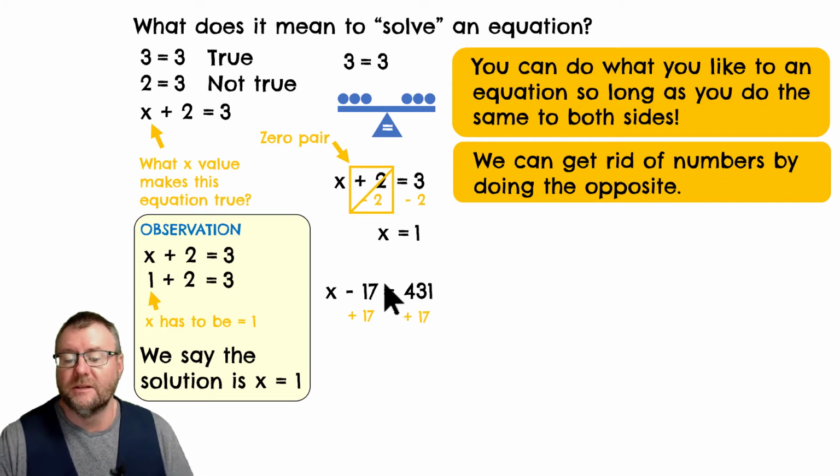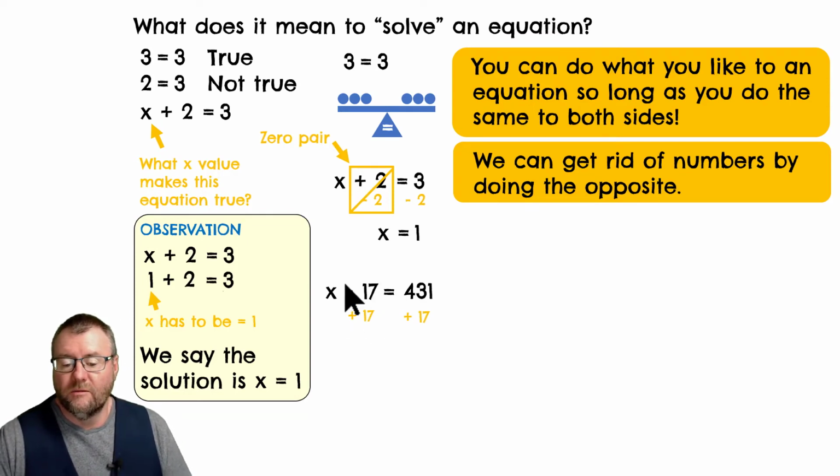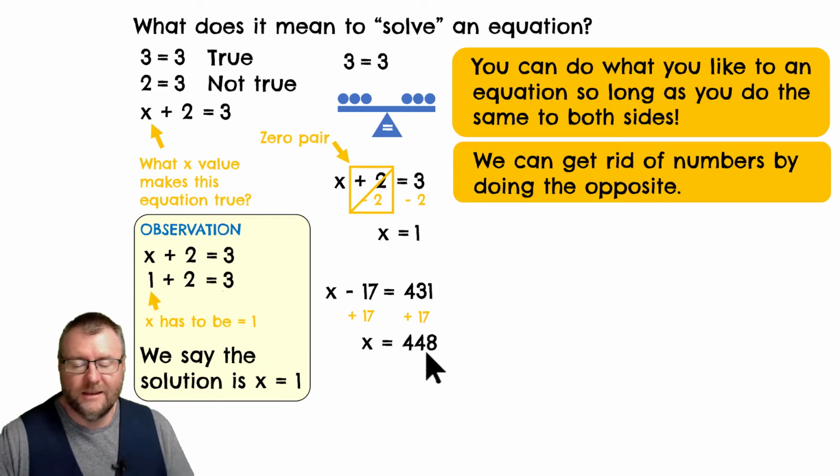So now that becomes a zero pair. It's gone. It disappears basically. So on the left-hand side, I've got x. On the right-hand side, when I add these two together, I get an answer of x equals 448. We solved it. The value for x was 448.